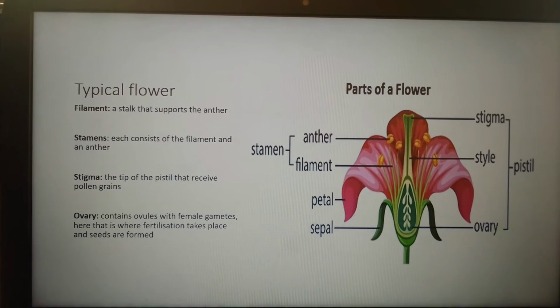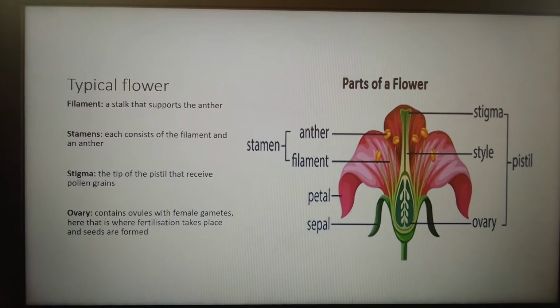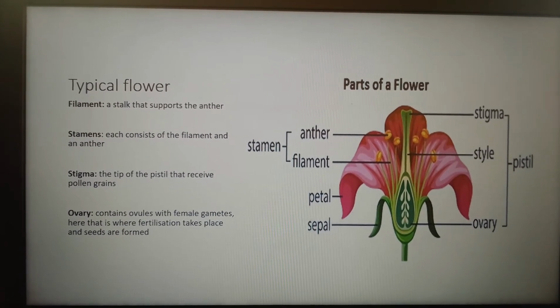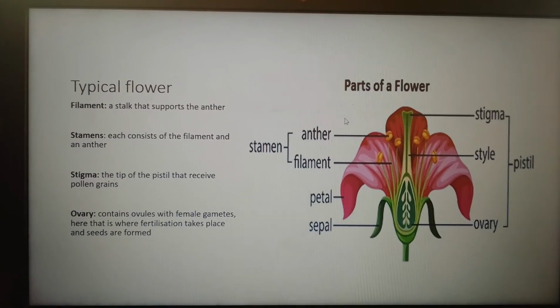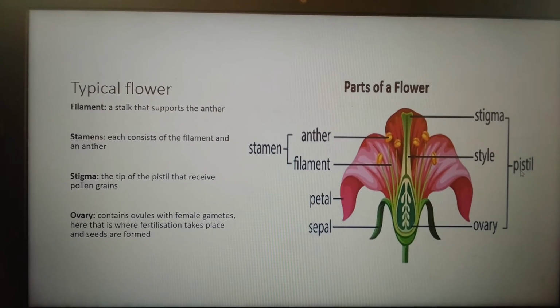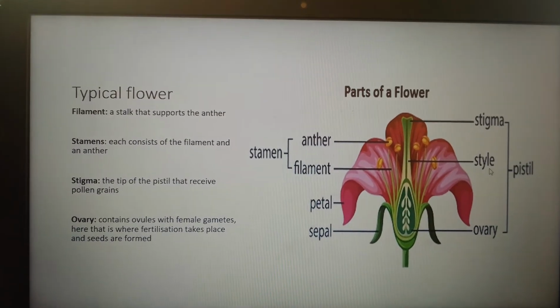We also have the female reproductive organs, which are the pistil. The pistil contains the style and the ovary.